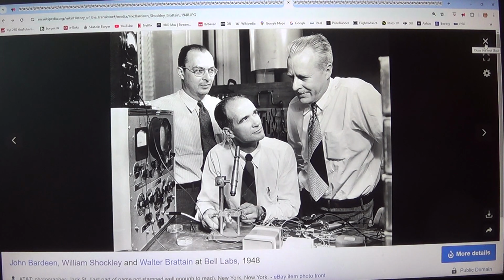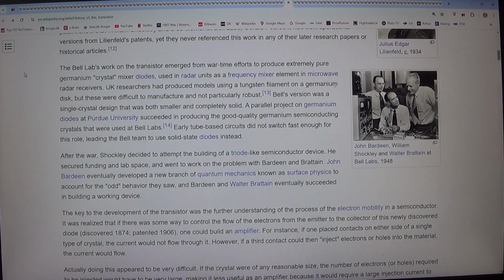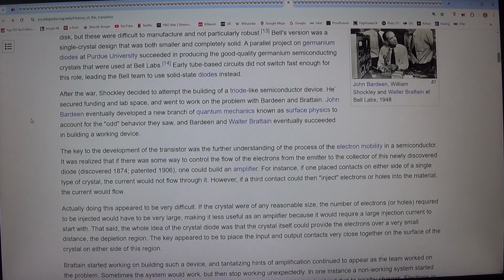used in radar units as a frequency mixer element in microwave radar receivers. UK researchers had produced models using a tungsten filament on a germanium disc, but these were difficult to manufacture and not particularly robust. Bell's version was a single crystal design that was both smaller and completely solid. A parallel project on germanium diodes at Purdue University succeeded in producing the good quality germanium semiconducting crystals that were used at Bell Labs.